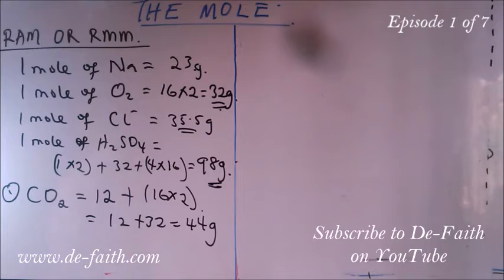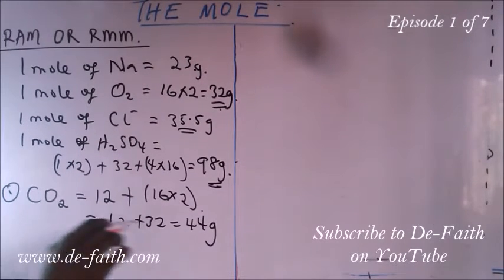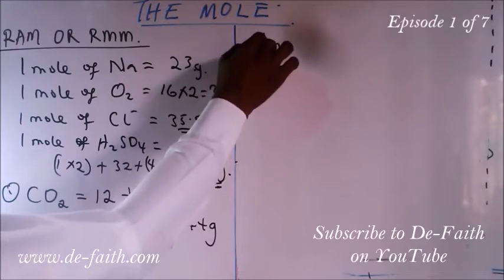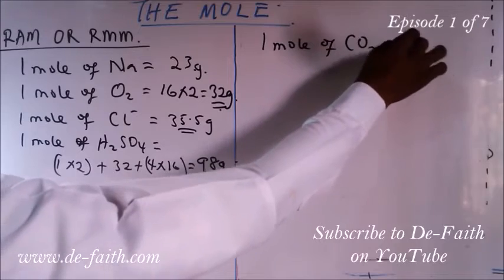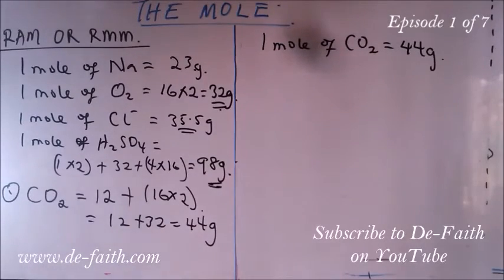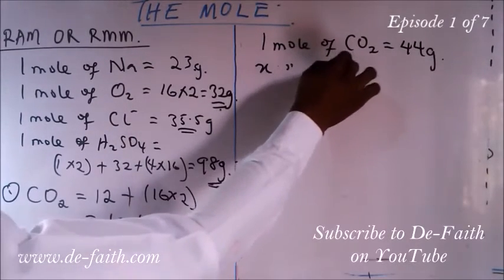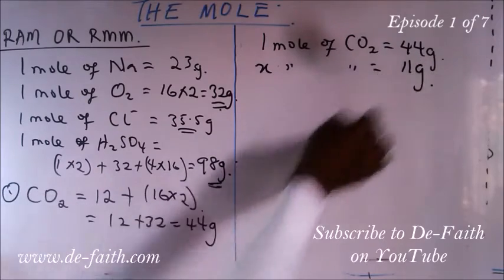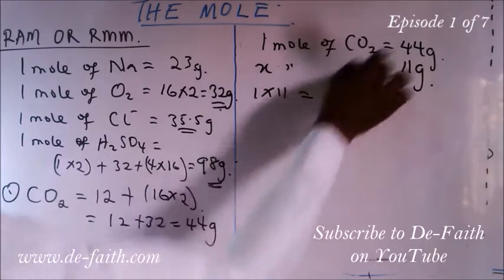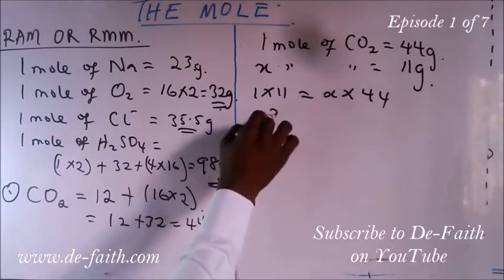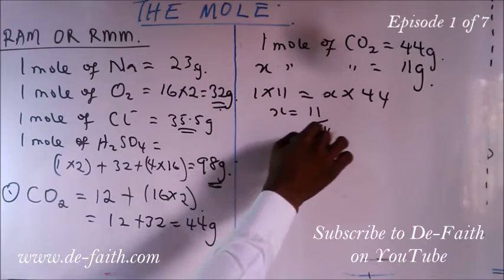So we are asked to calculate the number of moles present in 11 grams. This is the relative molecular mass. So we are saying that 1 mole of CO2 contains 44 grams. That is the standard. But how many moles of CO2 are we going to have in 11 grams? So when we cross multiply, 1 multiplies 11 and x multiplies 44. So we are left with x equal to 11 over 44.